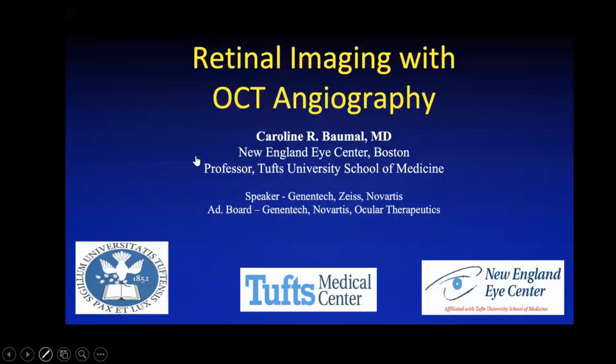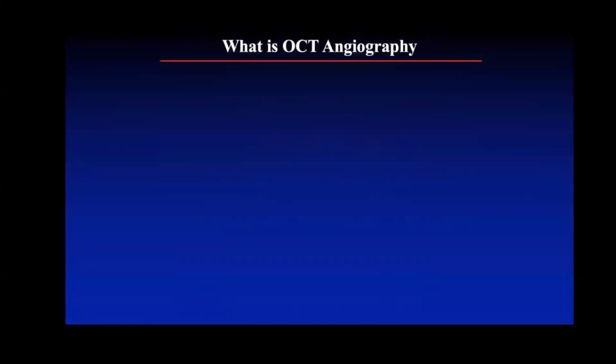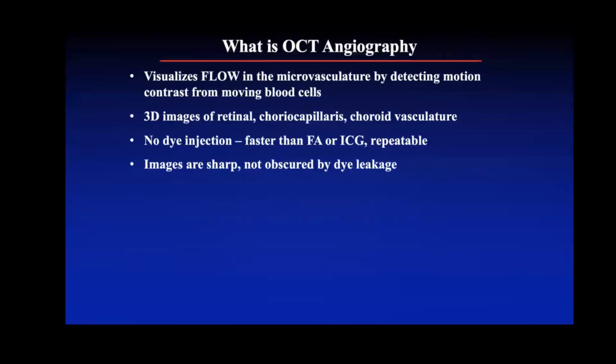It is a privilege to be here today to discuss retinal imaging with OCT angiography. So, in brief, what is OCT angiography? It is a novel imaging modality that visualizes flow in the microvasculature by detecting motion contrast from moving red blood cells. It provides three-dimensional images of the retina, choriocapillaris, and choroidal vasculature. There's no dye injection, so it's faster than dye-based fluorescein or ICG angiography, and it's also repeatable at every visit. The images are sharp and not obscured by dye leakage.